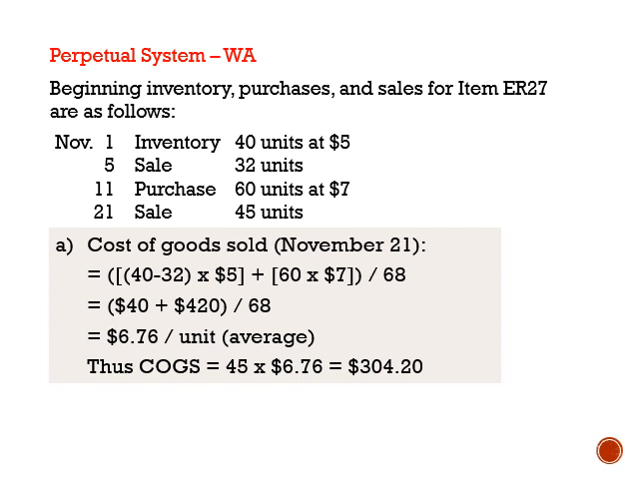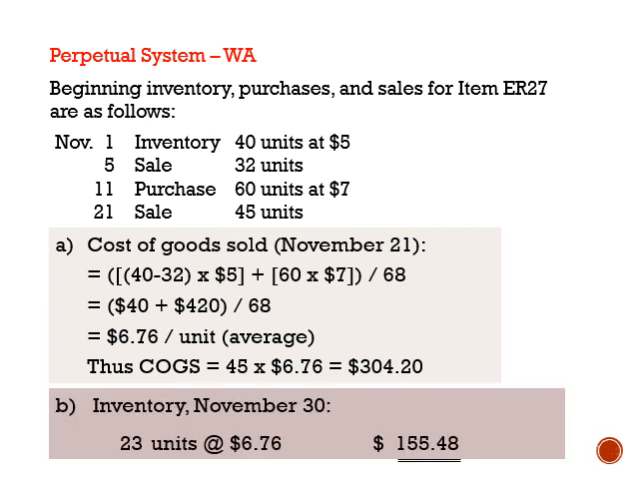Therefore, when we make the sale on the 21st, we will calculate cost of goods sold using the average cost, and that gives us a total of $304.20. As for the end balance, we are left with 23 units at $6.76 per unit. That gives us the total end balance of $155.48.